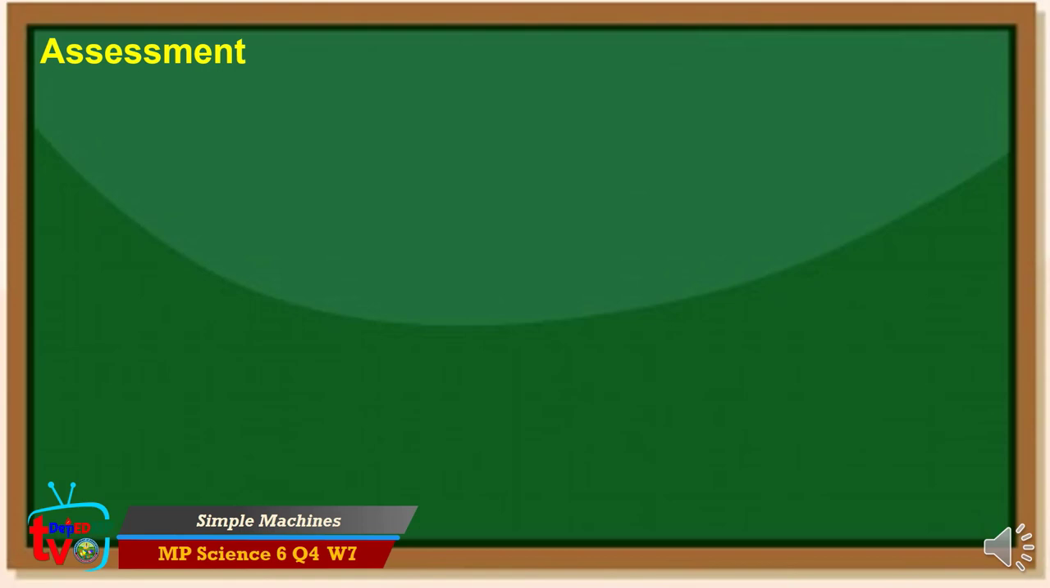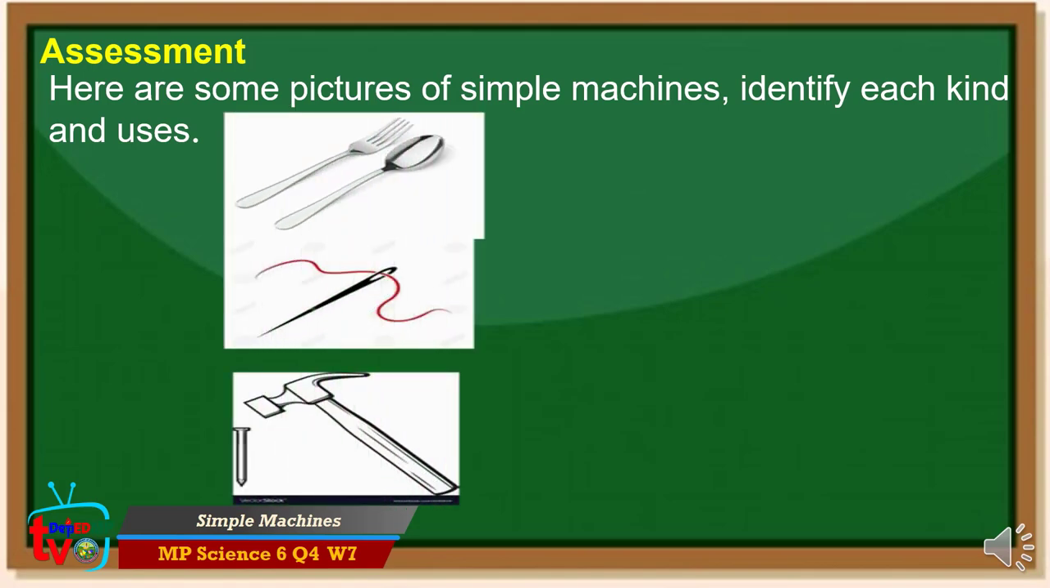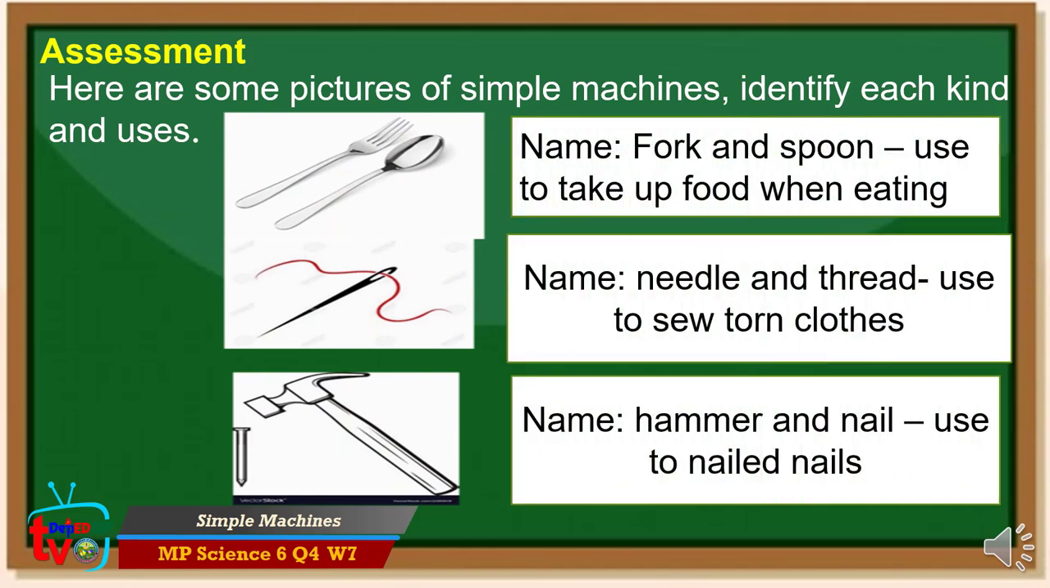We will go now with the assessment. Here are some pictures of simple machines. Identify its kind and uses. First picture, fork and spoon, used to take up food when eating. The next picture is the needle and thread, used to sew torn clothes. Number 3 picture, hammer and nail, used to nail nails.